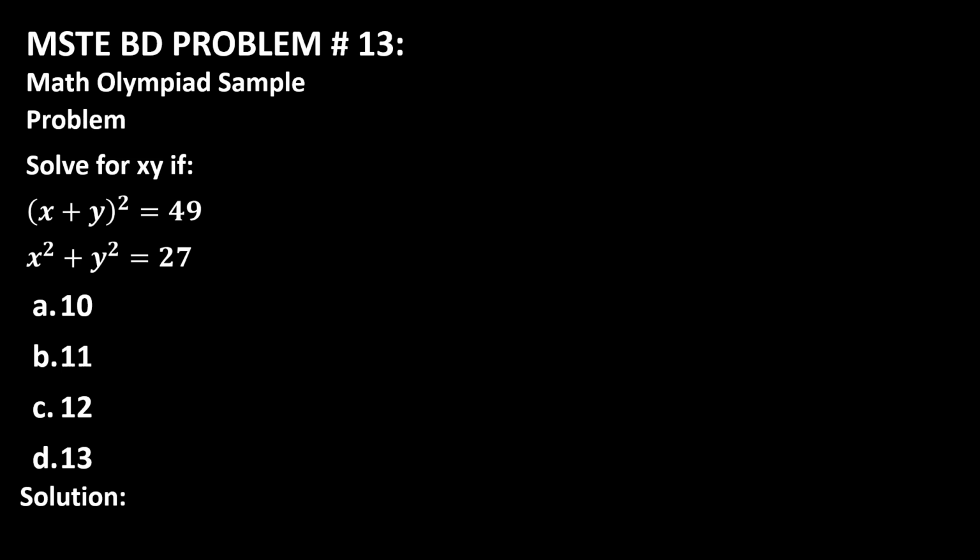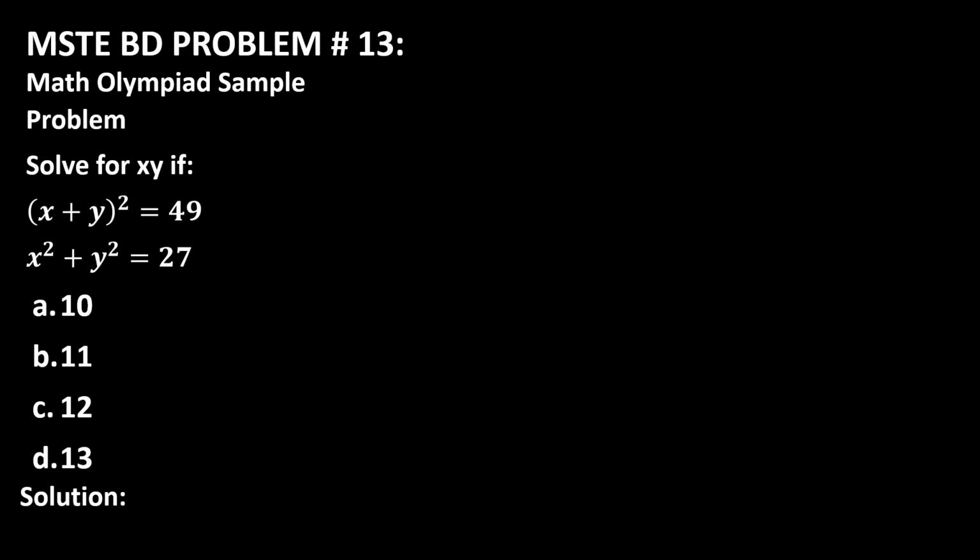Before we start solving the problem, let me ask you this question first. What do you think will be our first step to solve the problem? Let me give you a count of 5. Let's start now. 1, 2, 3, 4, 5. Now, if you think the first step of our solution process is to expand an equation which is actually a square of binomial, then you are correct. So let us see now the solution to this problem.